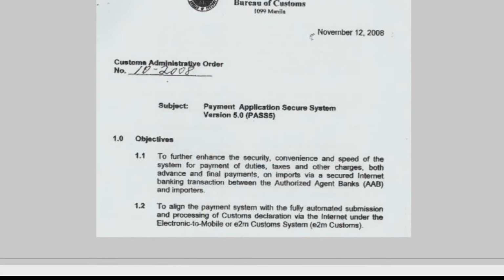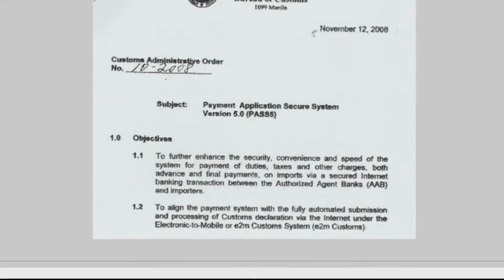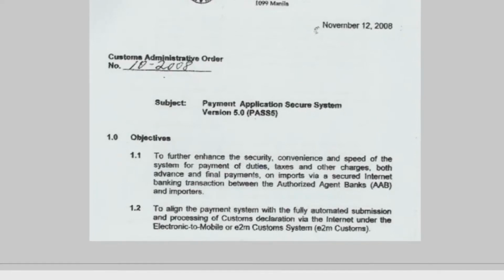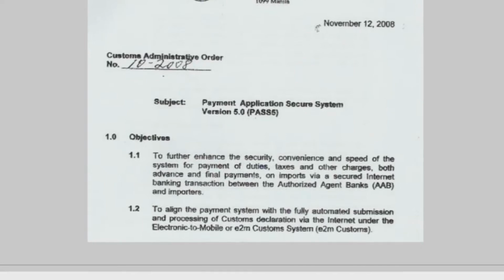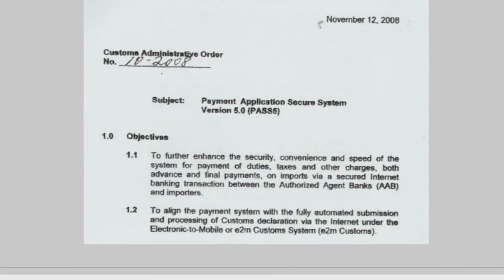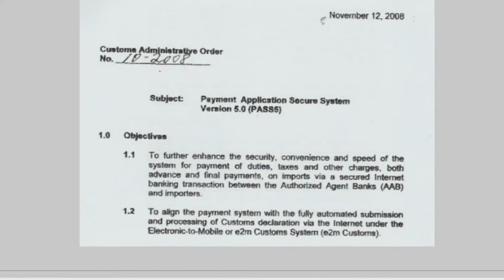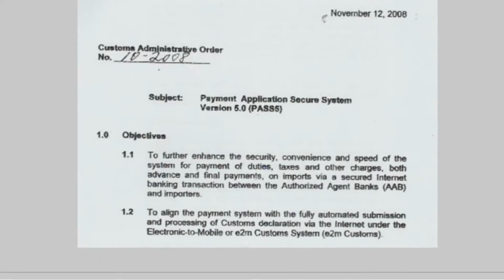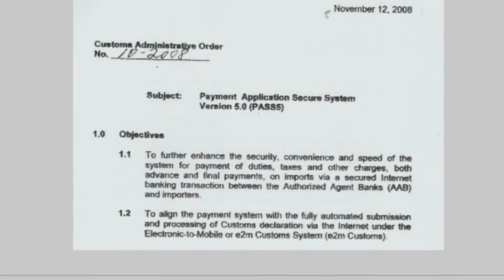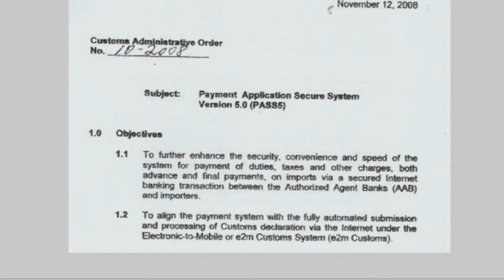Customs Administrative Order 10-2008. It was created last November 12, 2008, and it's again entitled Payment Application Secure System version 5 or the PASS5. Objectives: to further enhance the security, convenience, and speed of the system for payment of duties, taxes, and other charges, both advance and final payments on imports, via a secured internet banking transaction between the authorized agent banks and importers. To align the payment system with the fully automated submission and processing of customs declaration via the internet under the electronic to mobile or E2M customs system.